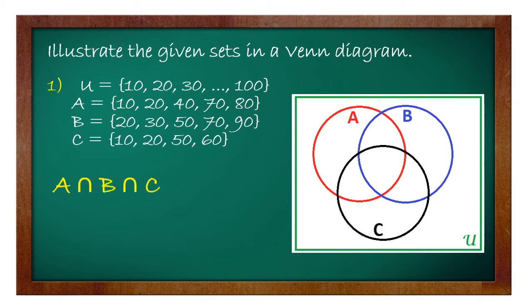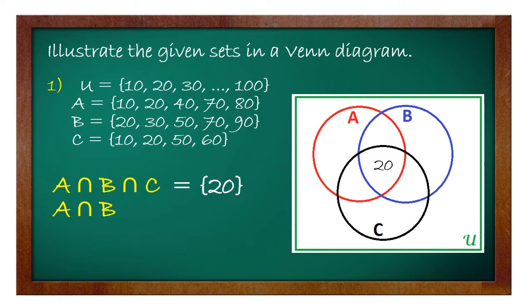May common elements po ba yung tatlong sets? Meron. Ano yung common elements ng tatlong sets? That is 20. Ibig sabihin, doon sa part na nag-overlapping yung set A, set B, and set C, ilalagay natin yung 20. Then, after natin makuha yung intersection sa tatlong set, ang susunod naman natin hahanapin ay ang intersection ng bawat dalawang set. Unahin natin ang intersection ni set A at ni set B.